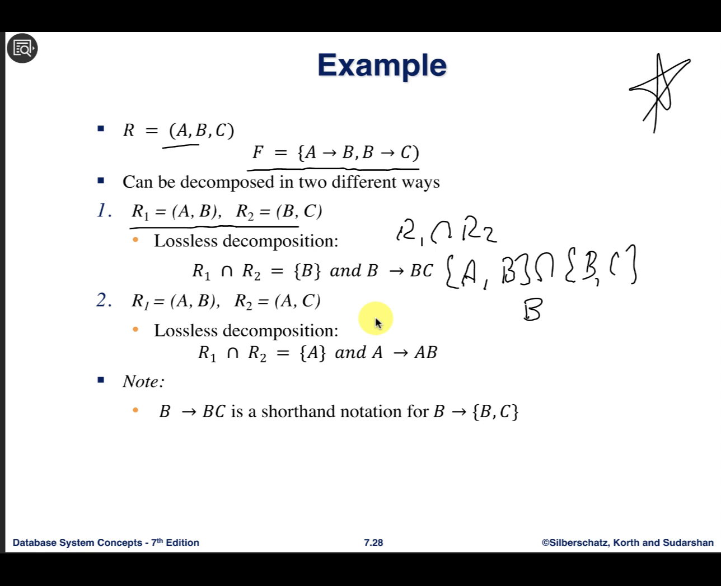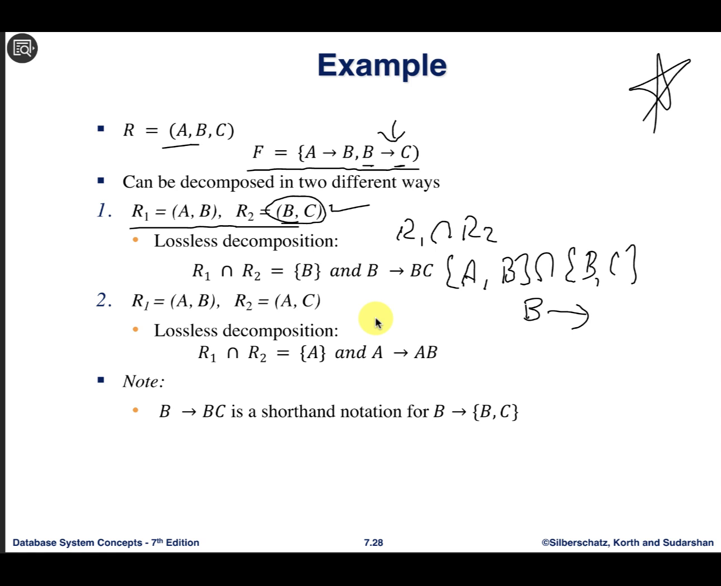B. Okay. I note that B determines C based on the function dependency. That's the way you can decide whether your function determines or not. That means the value of B must determine the value of C. That means if two tuples agree on the value of B, they must agree on the value of C. So yeah, it looks like that here.